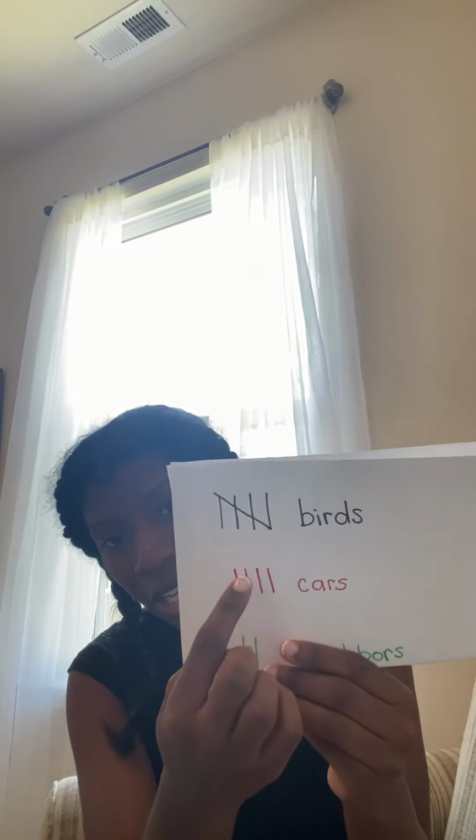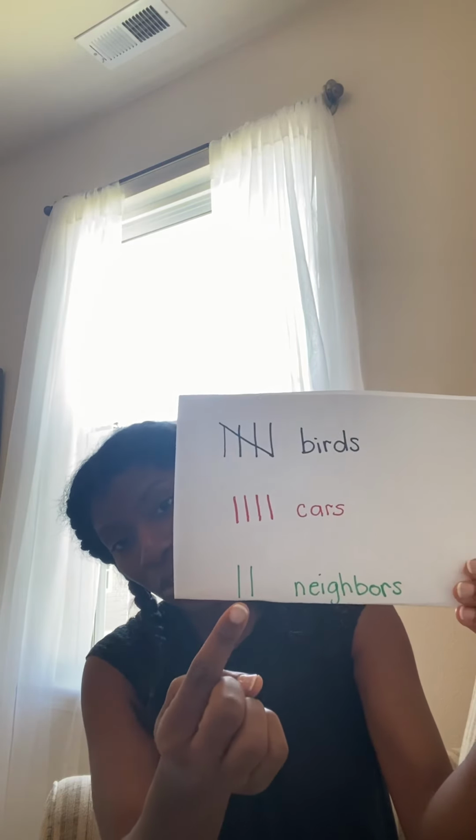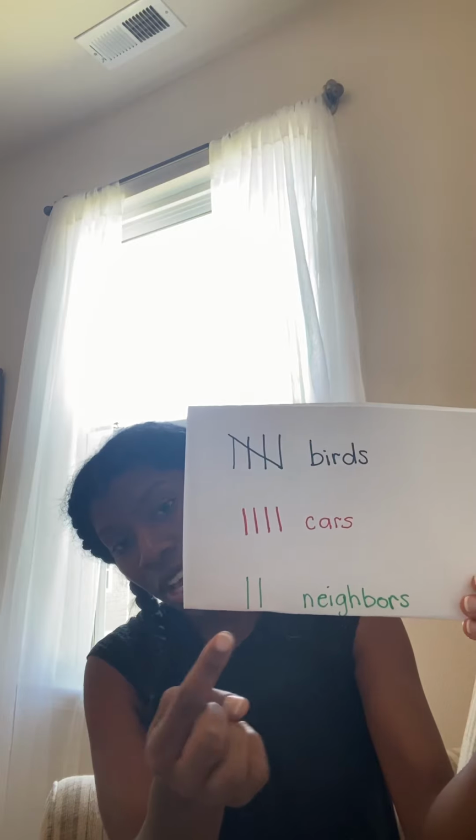Then for cars, I counted how many cars I saw too while I was outside. And I counted 1, 2, 3, 4. I counted 4 cars. So I did 4 lines. And then for my neighbors, I have neighbors and they always walk their dogs together. And I saw 2 of them. 1, 2. So I saw 2 neighbors.